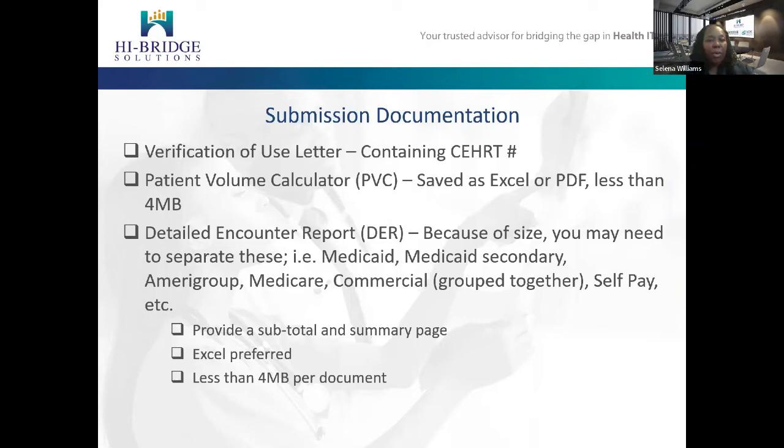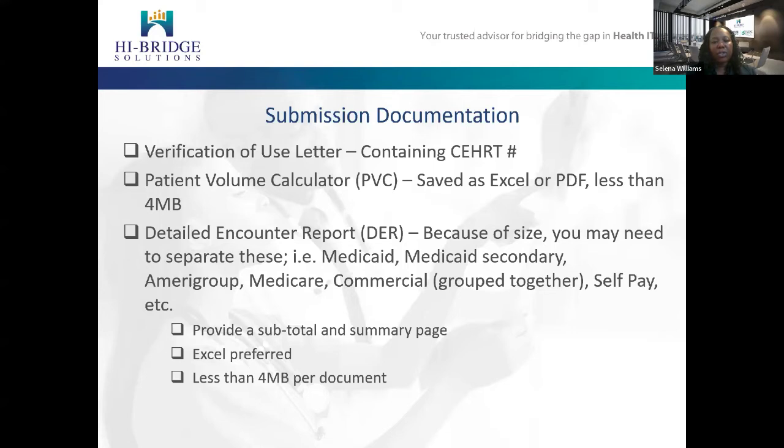So the number one thing, I want to make sure you have your verification of use letter, which I mentioned on the previous slide, containing your certification number from your EHR. You want to have your patient volume, your PVC, saved as an Excel or PDF, less than 4 megabytes. You want to have your detailed encounter report. Because of the size, you may need to separate these.